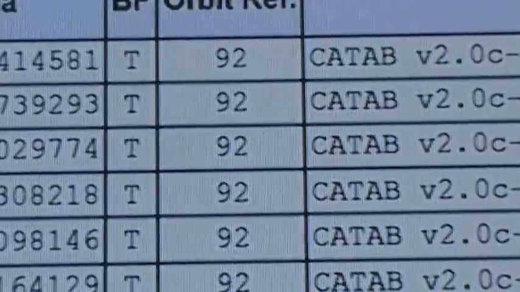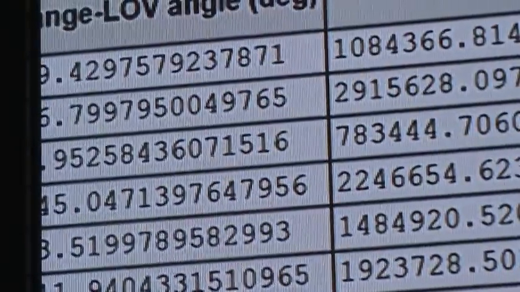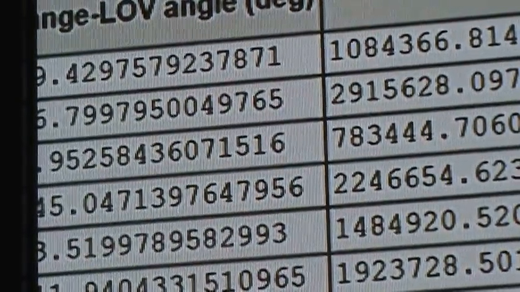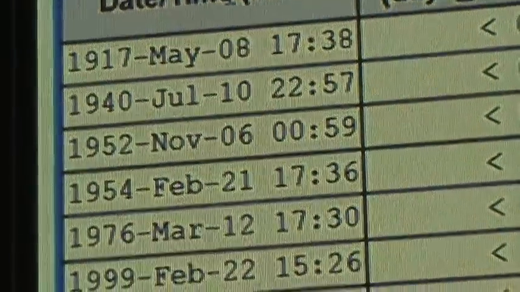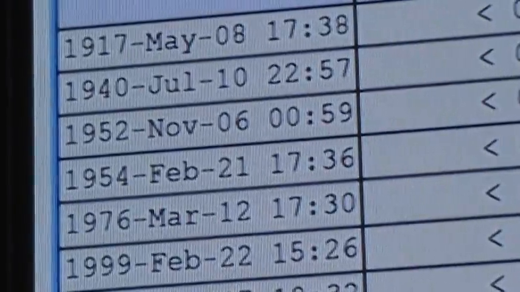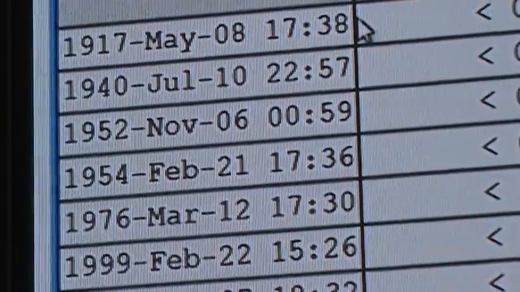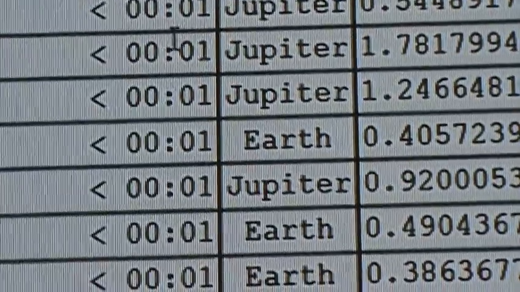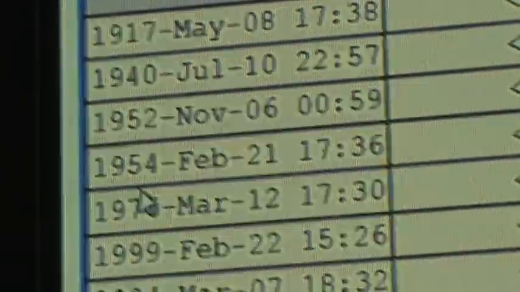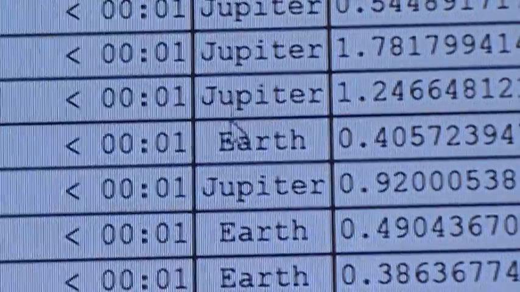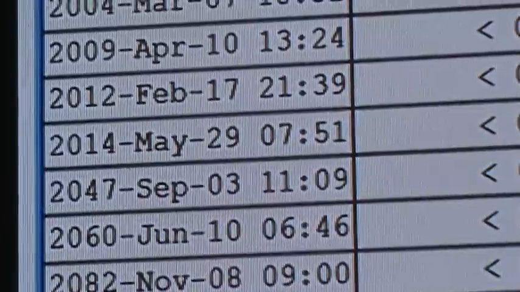The data shows these are the times of all the nearest approaches of objects, and this is the list of objects that it was in near approach of. Okay, so 1940, 1952, 1954, and that shows it near Jupiter and Earth, and Jupiter and Earth, and Jupiter and Earth and Jupiter. Very interesting, but that's even into the future, as you can see.